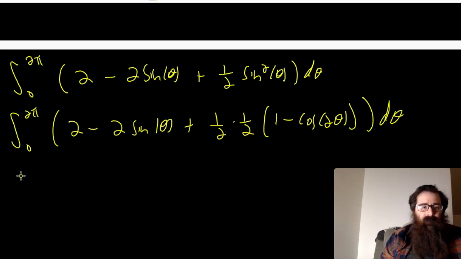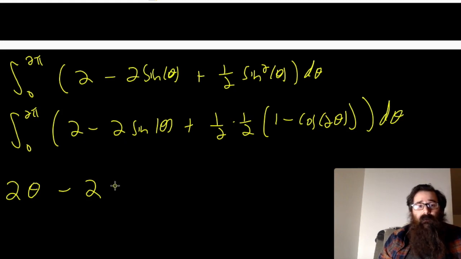So let's go ahead and integrate, though, otherwise. If I integrate 2 with respect to theta, it gives me 2 theta. And then here, minus 2 comes along. When we integrate sine of theta, it gives us negative cosine theta. So negative cosine theta is going to flip the sign.